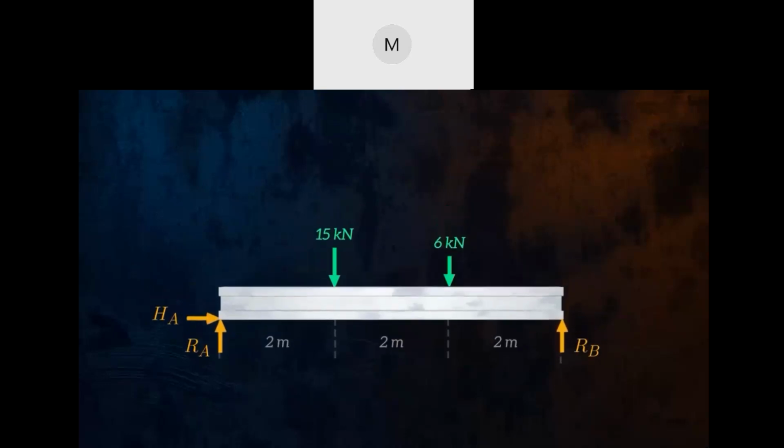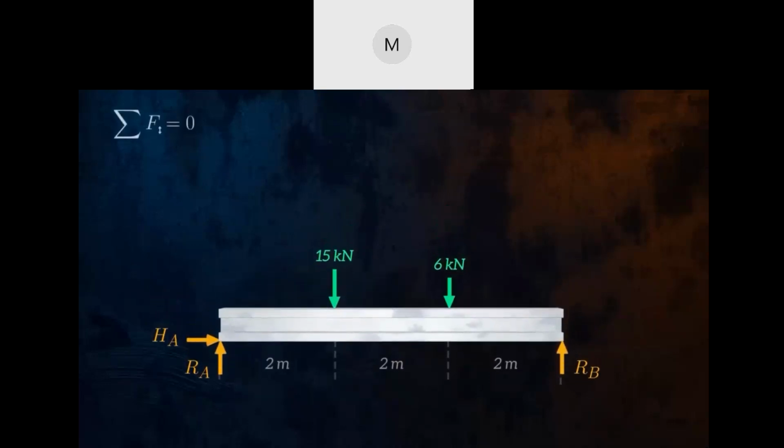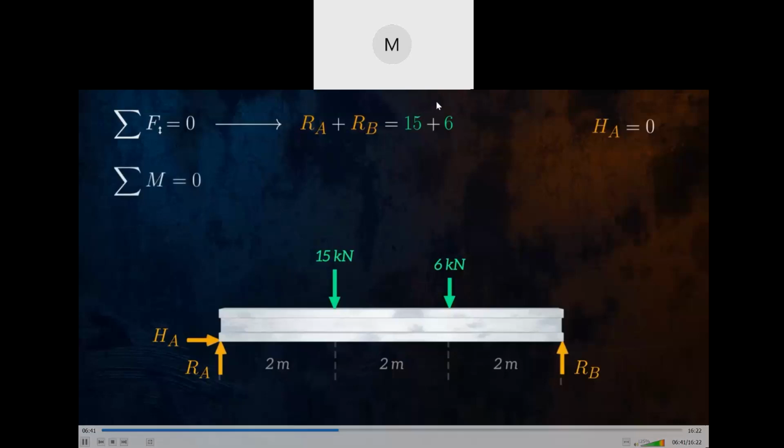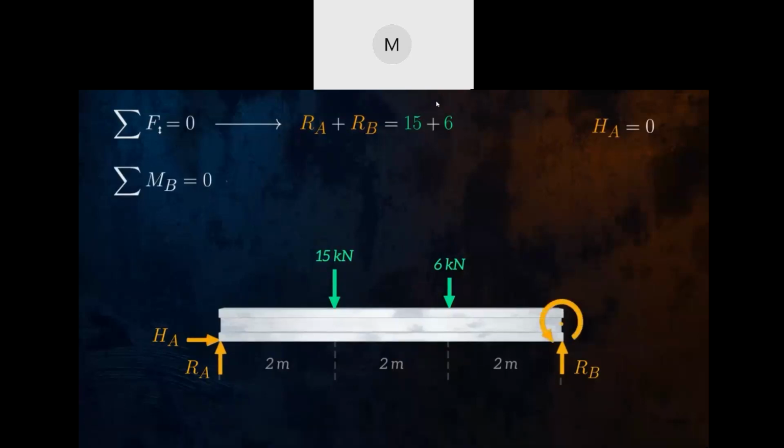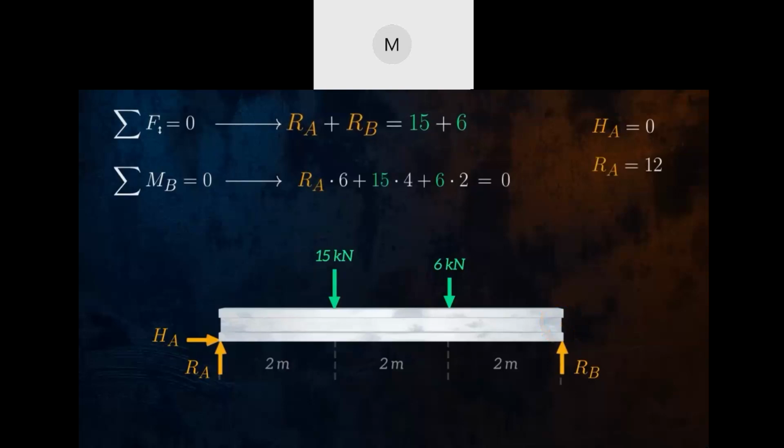The sum of the forces in the vertical direction is equal to 0, so RA plus RB is equal to 15 plus 6. Because HA is the only horizontal force, it must be equal to 0. We also know that the sum of the moments about any point along our beam must be 0. Let's consider the moments about point B. That gives us this equation, which we can solve to determine that RA is equal to 12. By substituting RA into the previous equation, we can deduce that RB is equal to 9.